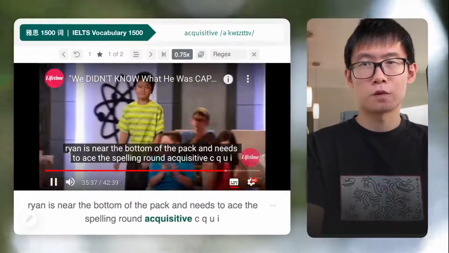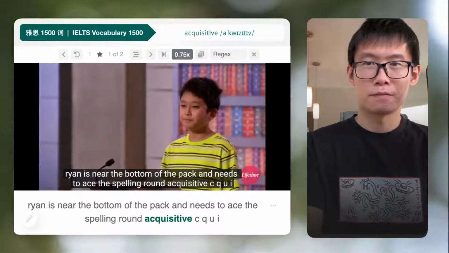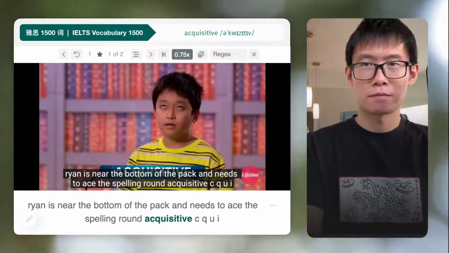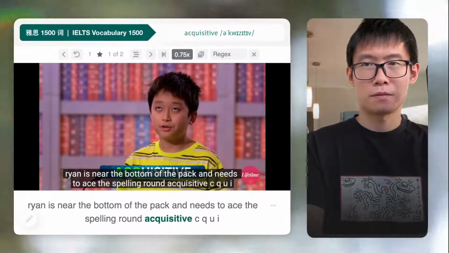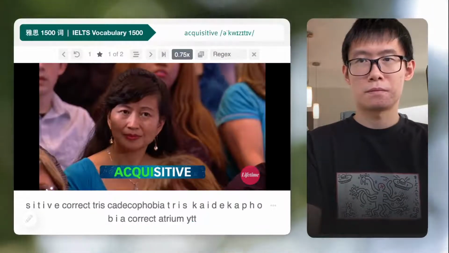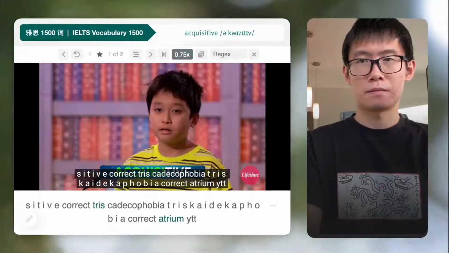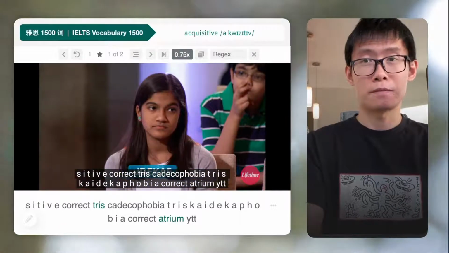Ryan is near the bottom of the 比赛拼写，看看谁能拼对这个词。 Ace the spelling round. Acquisitive. ACQUISITIVE. Correct.